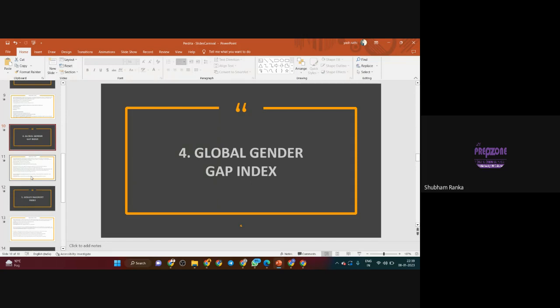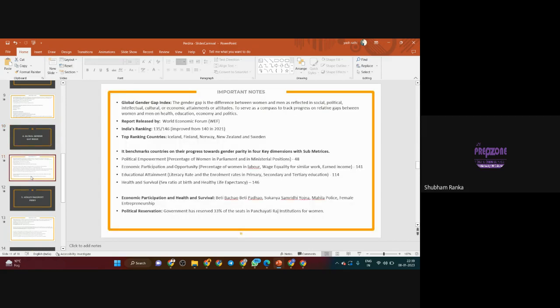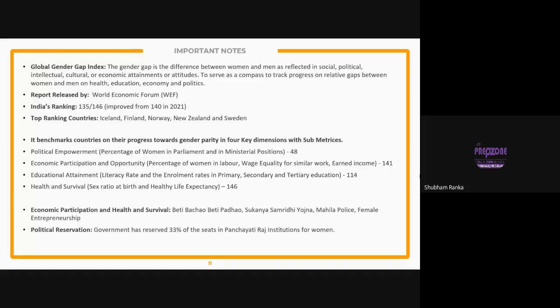What is gender? Gender disparity, gender ratio, things like these. So again, the Global Gender Gap Index helps here. Whatever WAT, GD, PI you get on gender, you can easily give out data from the Global Gender Gap Index, and they'll be impressed by the knowledge that you have. Cool. So, notes on what the Global Gender Gap Index is. It is the difference between women and men as reflected in all social, political, intellectual, cultural, economic attainments or attitudes.